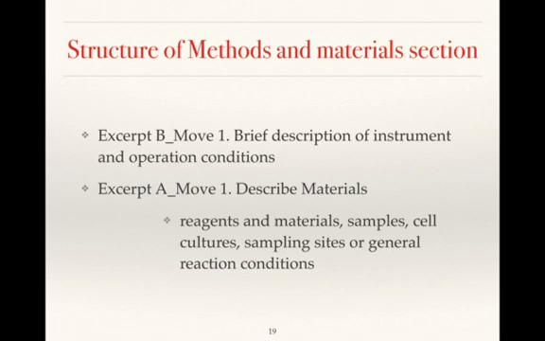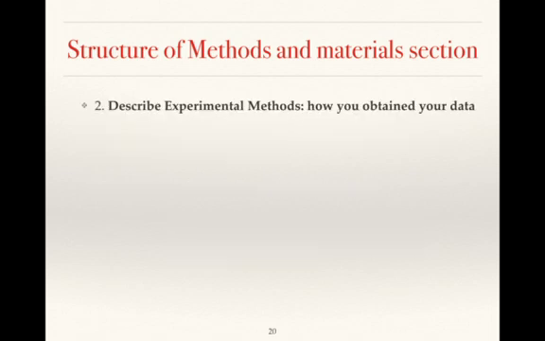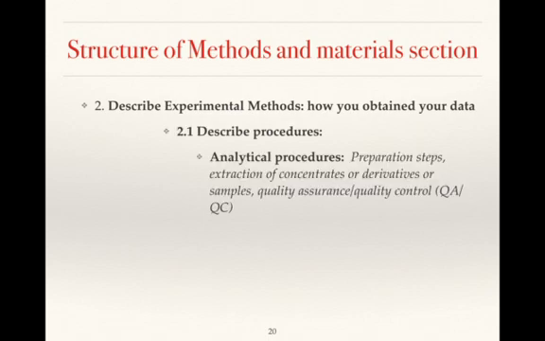Now, let's see what goes after move 1 in excerpt A, or in other words, what is the next information element? You can pause the video here. The second move in excerpt A, and in a typical chemistry paper, is to describe experimental methods. The authors describe how they obtained their data. The move involves 2 sub-moves.